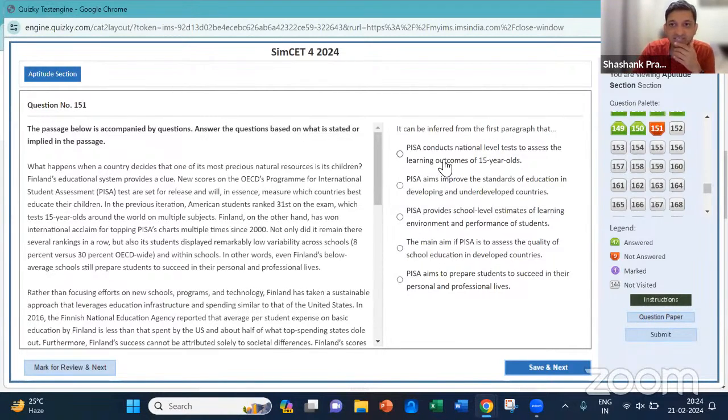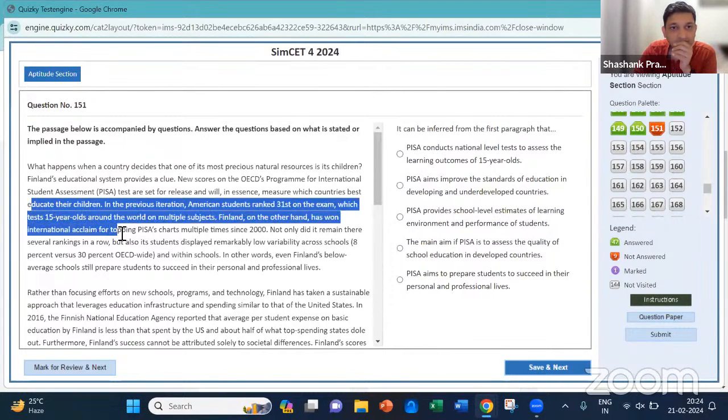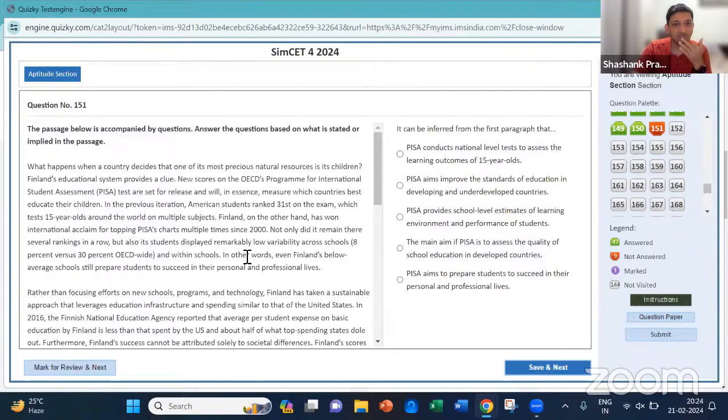Conducts national level test to assess the learning outcomes of 15-year-olds. ठीक है, I don't know. Aims improve the standard of education. Improve nahi hai, it's just assessment. So 2 is definitely not right. Provide school level estimates of learning environment and performance of students. ठीक है, 3 is also okay. Main aim of PISA is to assess the quality of school education in developed countries. सब developed countries है कि सब है?